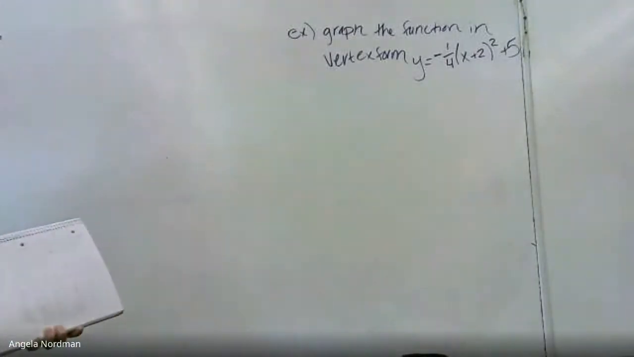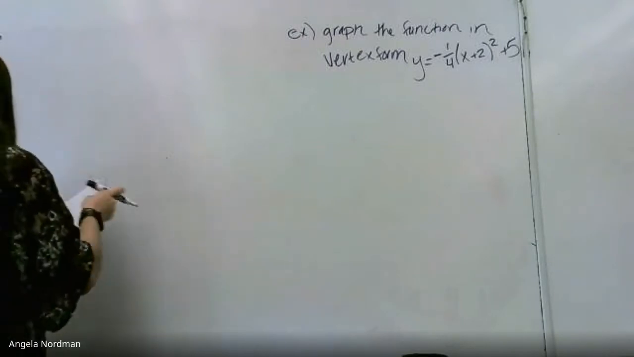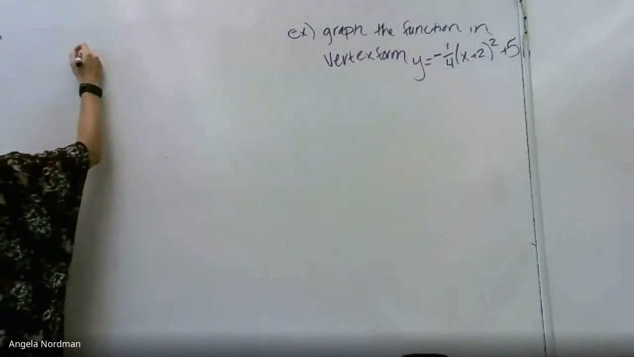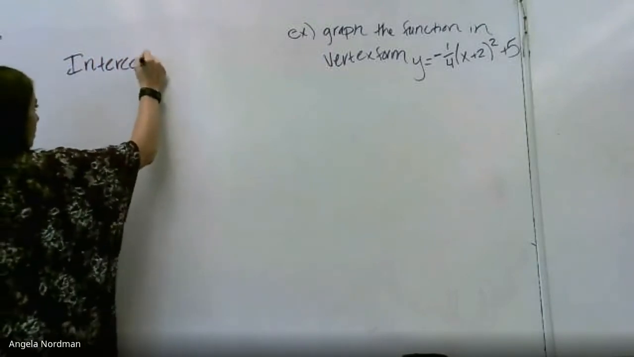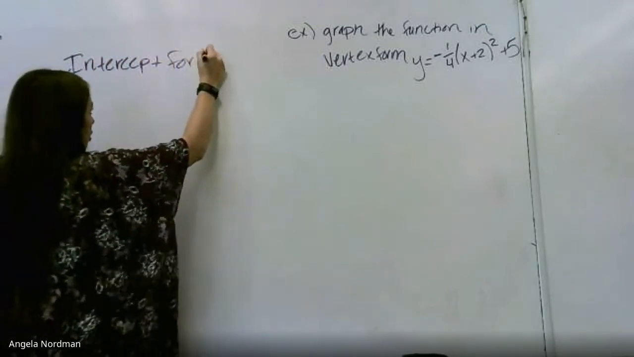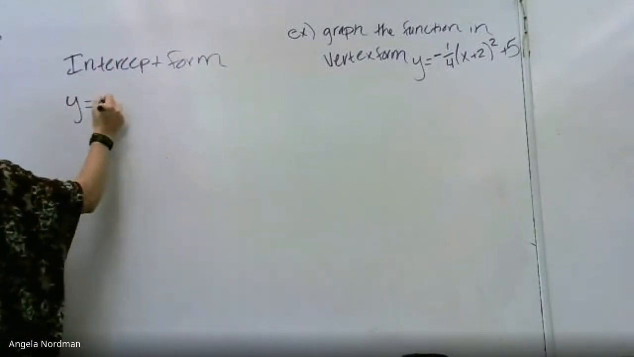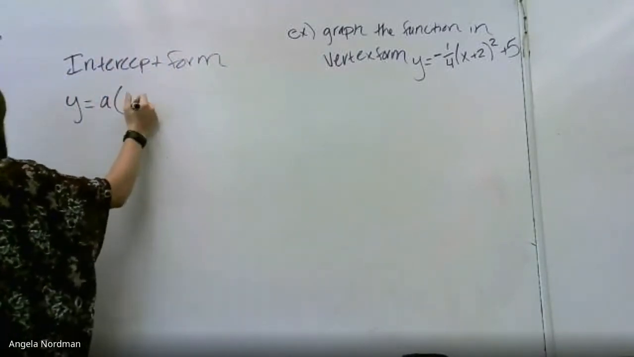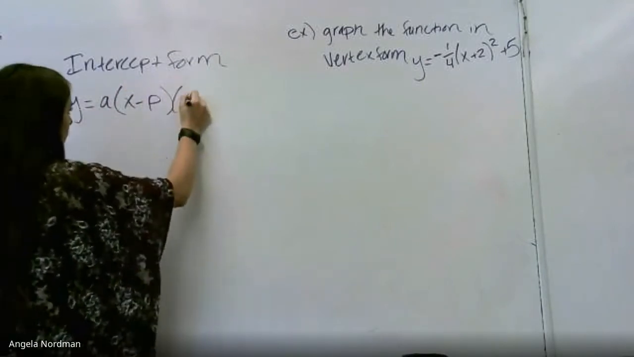So we've done vertex form. Now we're going to find something in intercept form. In order to do that, we need to know a little bit about intercept form. Again, all of these have literally the name in them. For vertex, you get your vertex. For intercept, you get your intercepts.